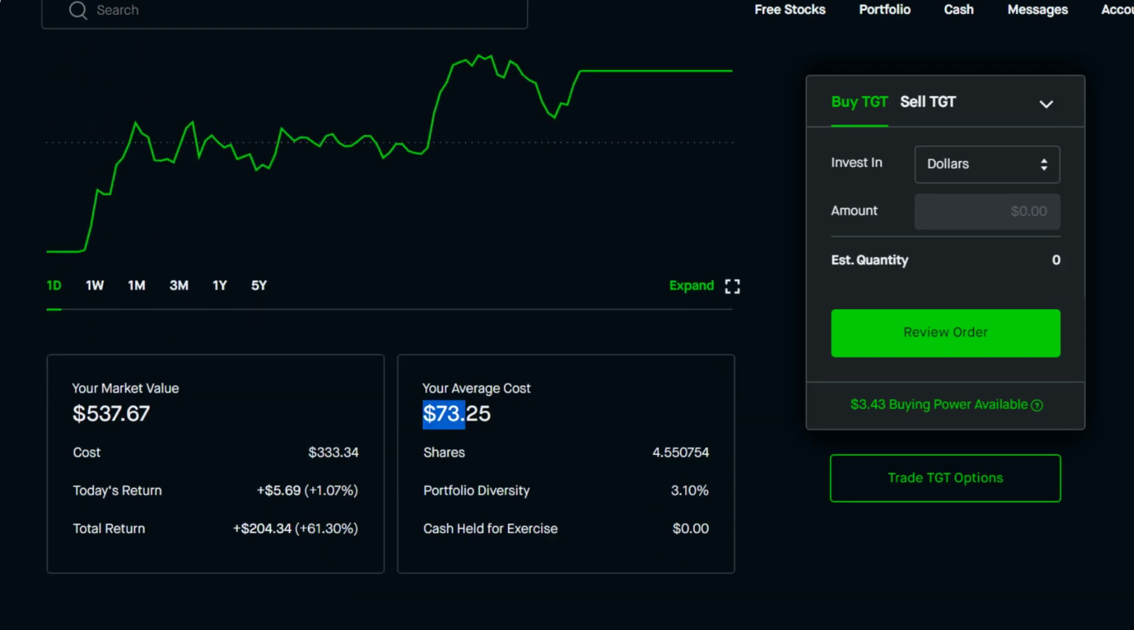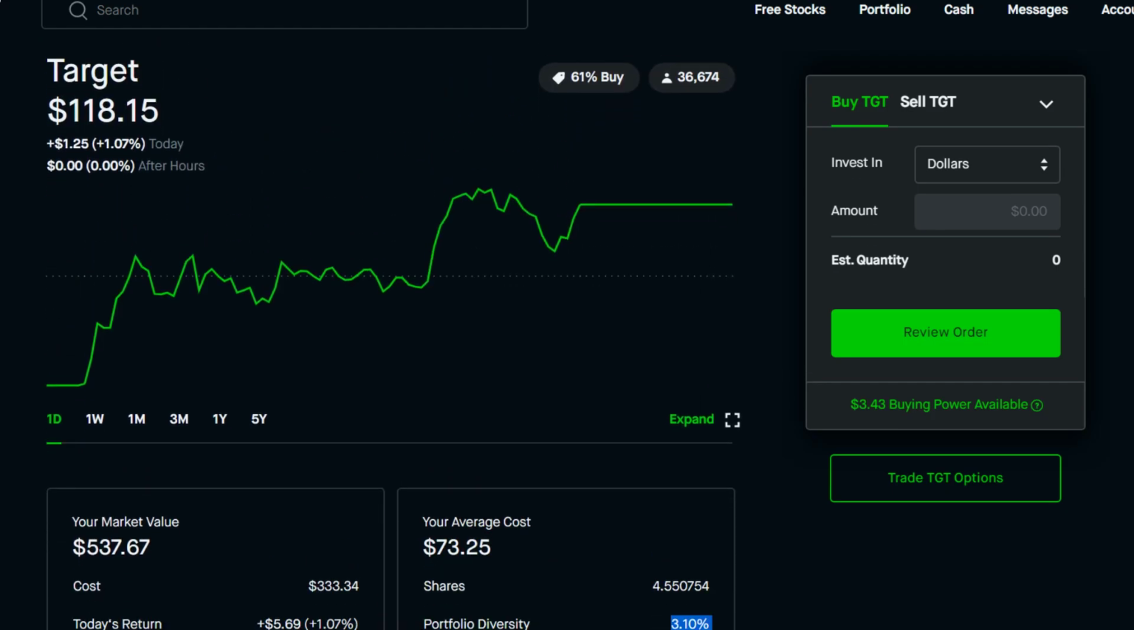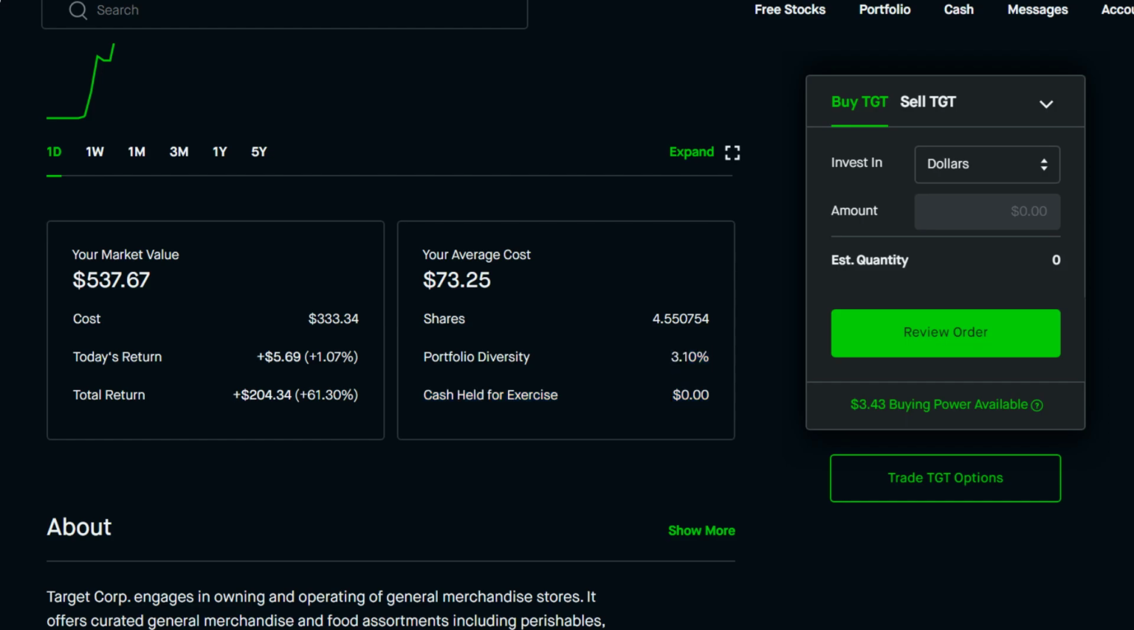Target cost basis $73.25, 4.55 shares or 3.1% of the portfolio. Really want some more Target. I really do. I just want this to fall under 100, and I would plan on adding some more. But my cost basis is so low, sometimes it's hard to make those purchases. Overall total return of $204 or 61%.